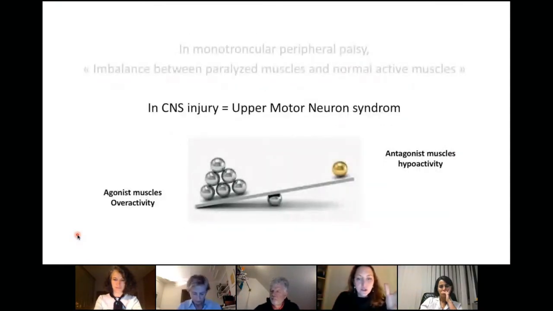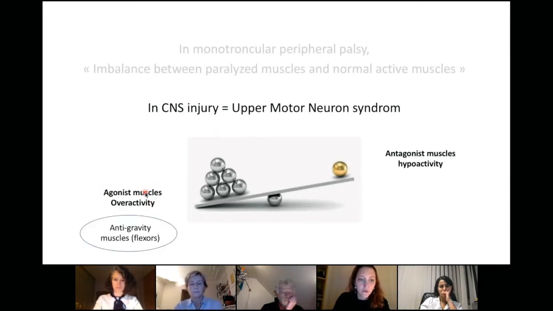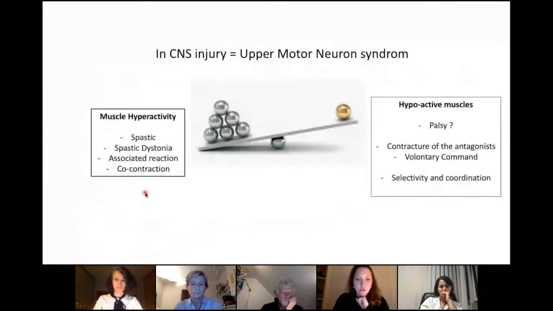In CNS injury, things are much more subtle and complex. You have on the one side the agonist muscles' overactivity, which usually are the anti-gravity muscles, the flexors. And on the other side, the antagonist muscles' hypoactivity, which are usually the extensors. There are several types of muscle hyperactivity. I will discuss it later. As for the hypoactive muscles, we cannot talk about palsy as in peripheral palsy because there is no denervation of the muscles. There are several different etiologies that we have to search for, and we will discuss it.